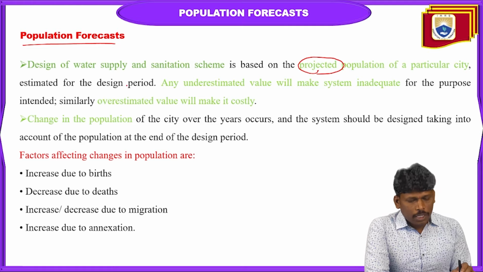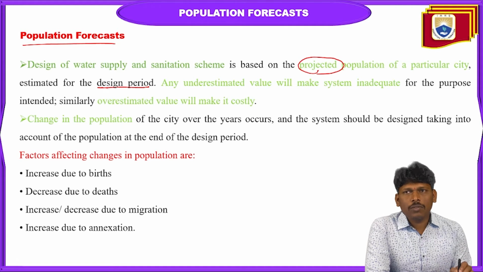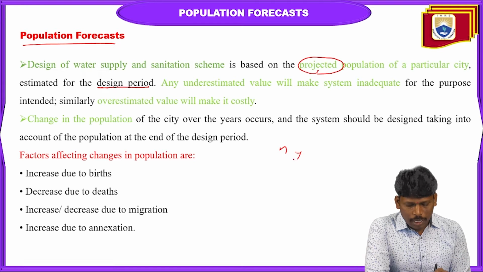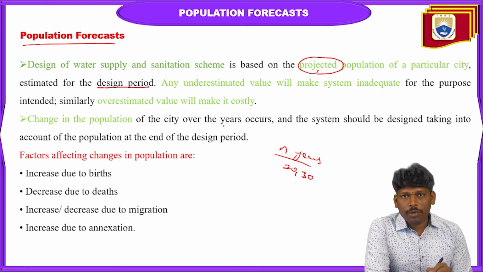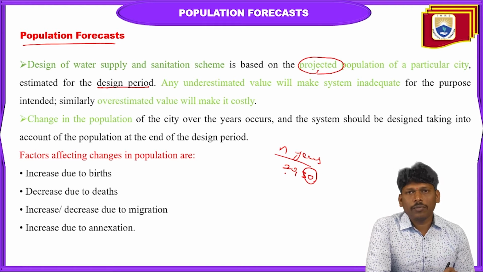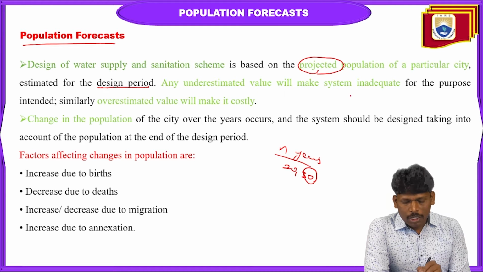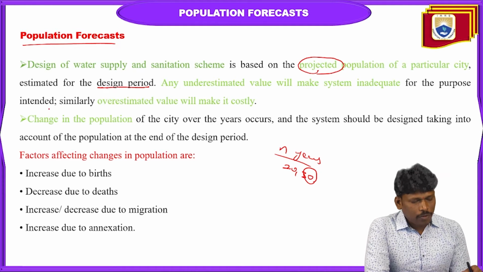It is estimated for the design period. This is actually the design period: for n years, after n years we are calculating the population forecast. For example, n is in terms of years. If it is 20 years or 30 years, this number is representing the design period. So it is estimated for the design period. Any underestimated value will make the system inadequate for the intended purpose.